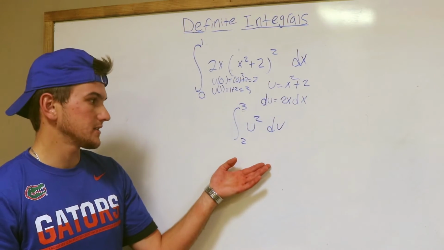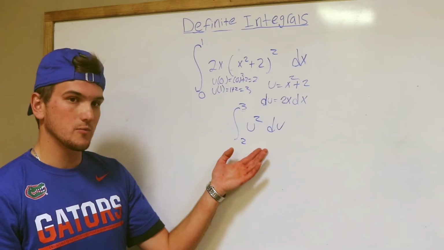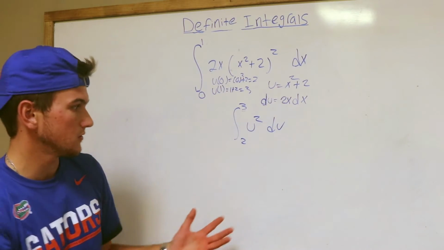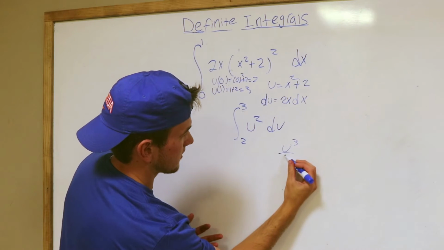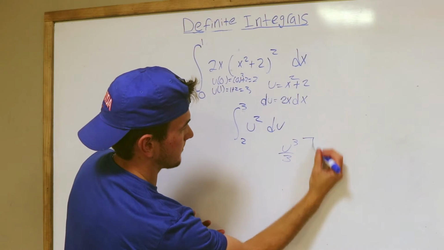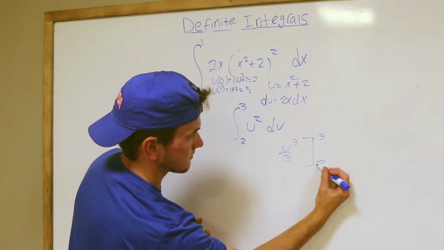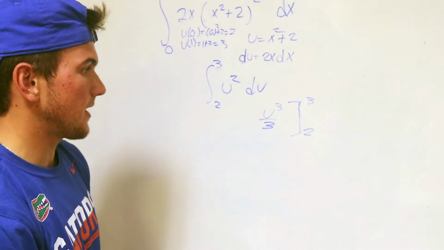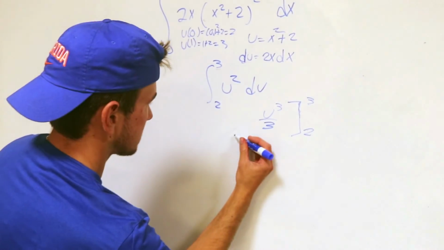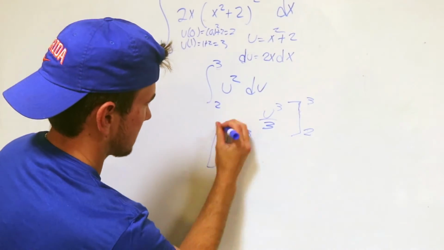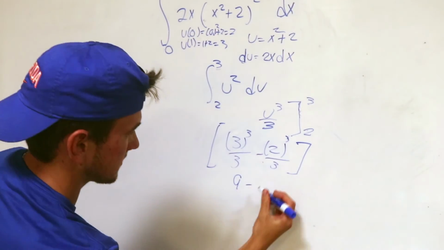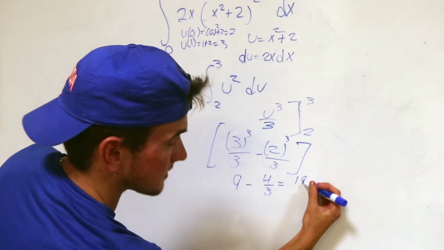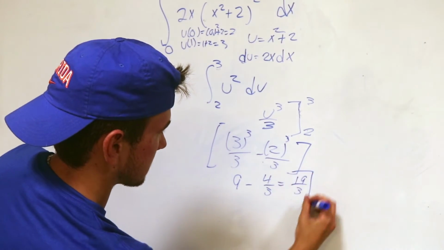Now at this step, you're just going to integrate as normal since everything's in terms of u. That's going to be u to the 3rd over 3 with bounds from 2 to 3. Now it's time to plug in the bounds: plug in 3 and subtract what you get from 2. That's going to give us 9 minus 8/3, which equals 19 over 3.